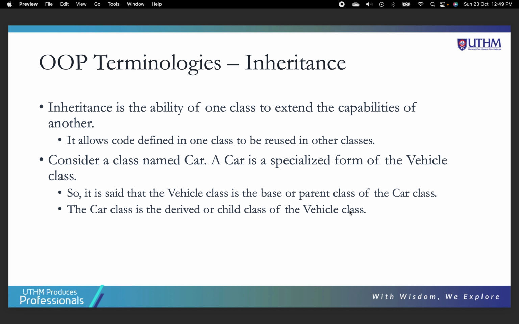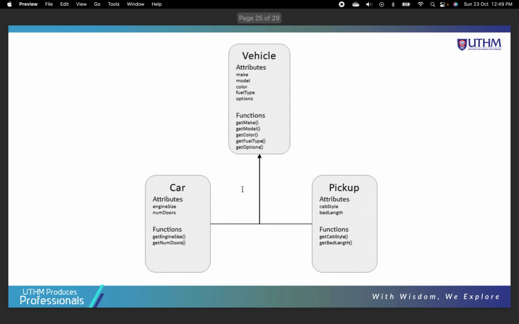Next is inheritance. Inheritance is the ability of one class to extend the capabilities of another, which allows code to be defined in one class and reused in other classes. Consider a class named car. A car is a specialized form of the vehicle class. Let's take a look at this example.